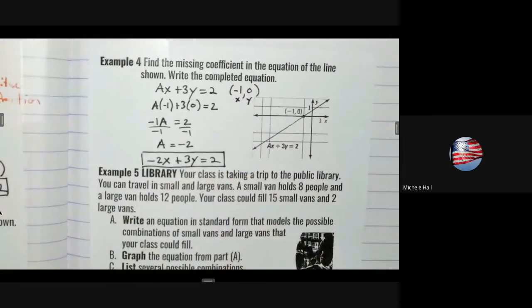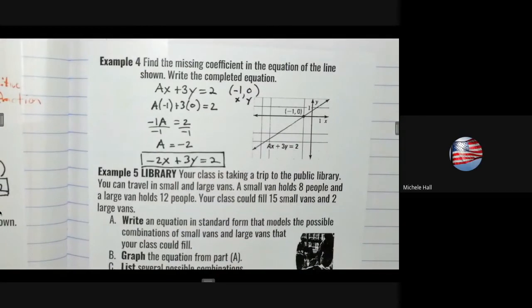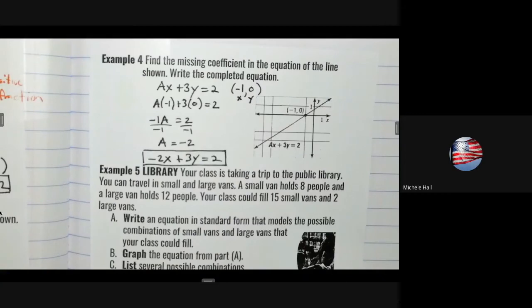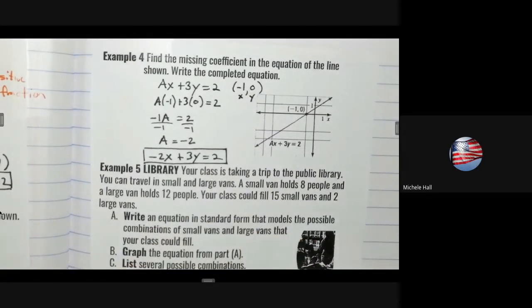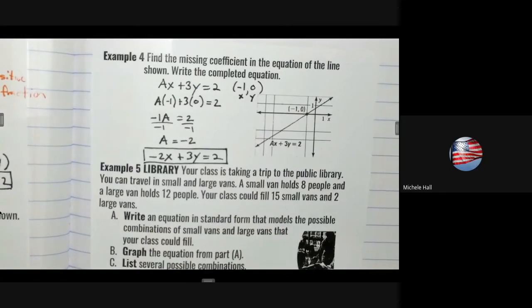Am I really done right now? Is there anything wrong with this equation? We see that a equals -2, and we're not supposed to have a negative for our a. I need to finish this problem.